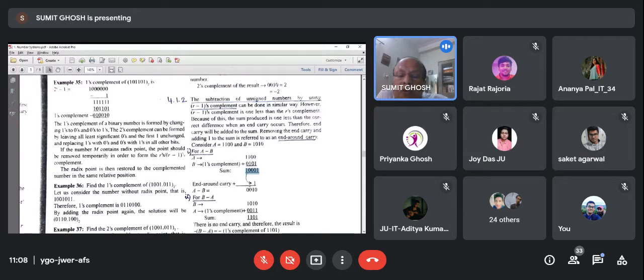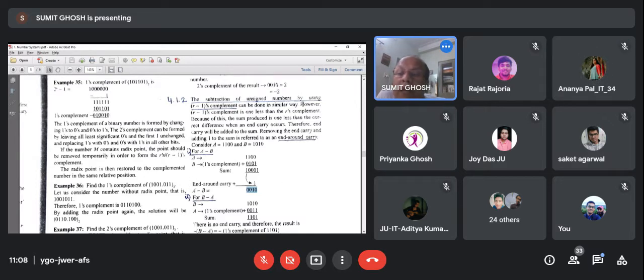That is the regular rule. So you take out the end-around carry, place it here, and add with 0001. So what do you get? This number. Yes, sir. This is the rule.